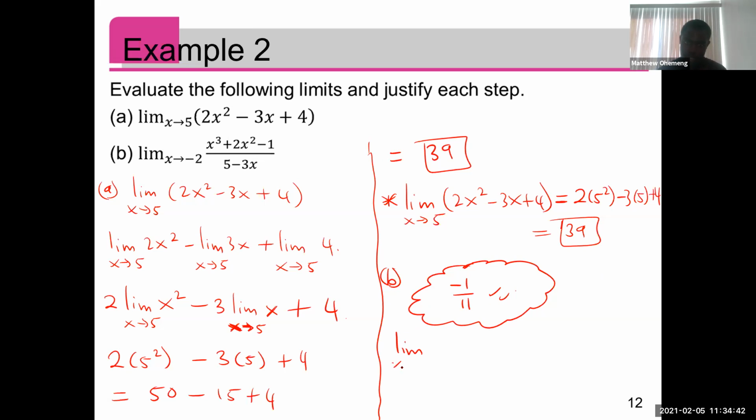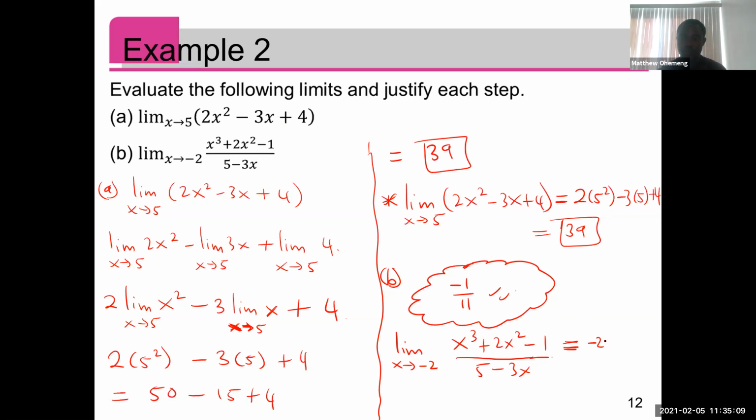So we have the limit as s approaches -2 of s cubed plus 2s squared minus 1, over 5 minus 3s. So as I said, with the first one, I showed you all the steps to show you how we do it if you are justifying. But you won't be doing that on an exam, right? On an exam, when you get a limit, the first thing you try is to plug in. On an exam or a quiz or a test, just plug in.